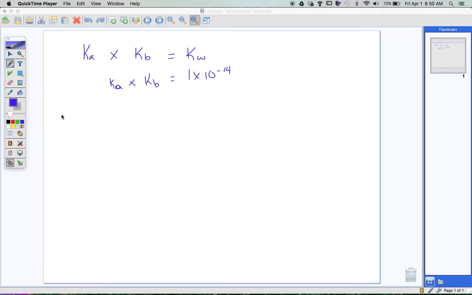Let's look at several. Let's look at NaCl. Let's look at NaNO3. And let's look at NaNO2 and NH4Cl. All of those are salts. All of those are ionic compounds, so they're considered salts.